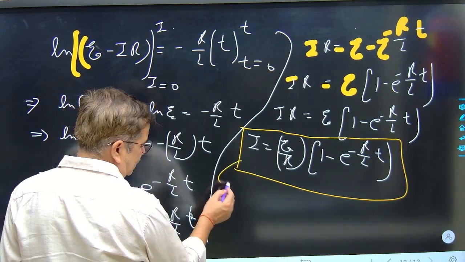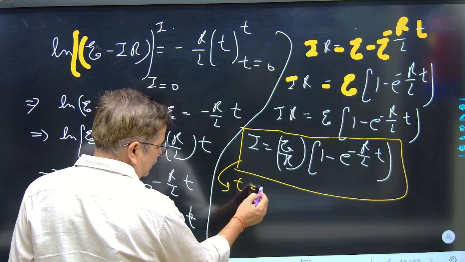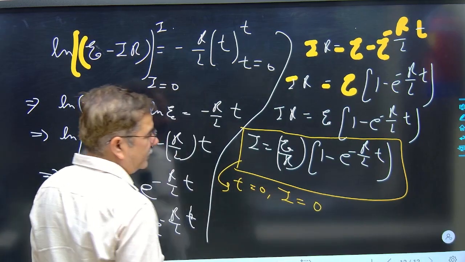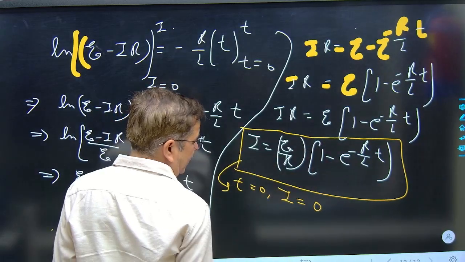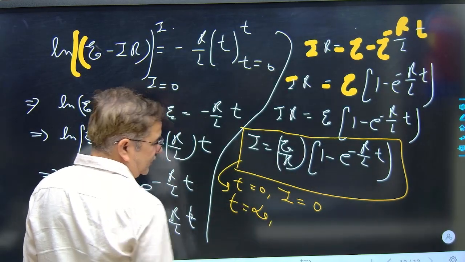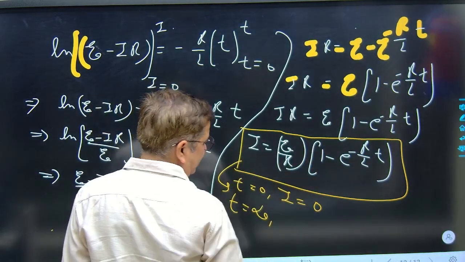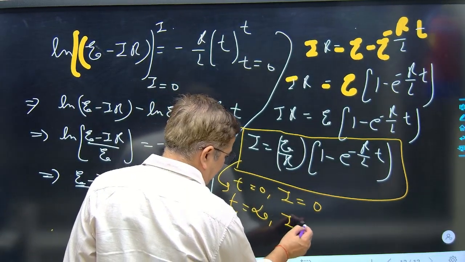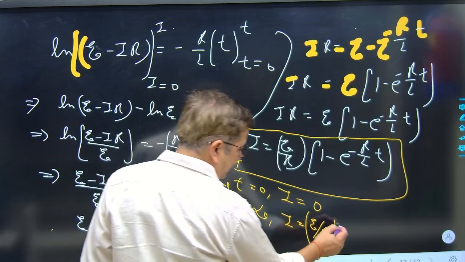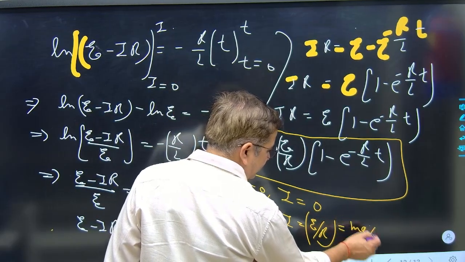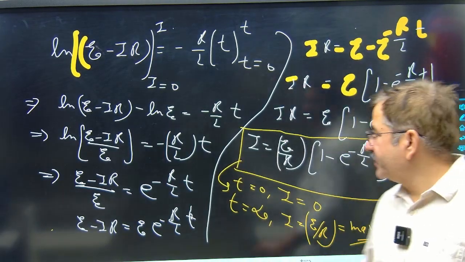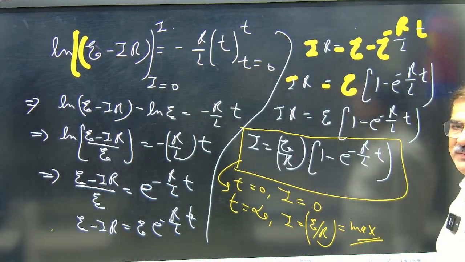Now for this condition, if I say for t equal to 0, you will find that the current in the circuit is 0 because e to the power 0 is 1. And for t equal to infinity, that is called steady state, e to the power minus infinity is 0, the current is E by R, and that is the maximum current flow in the circuit. So this current is varying from 0 to E by R and is following the exponential function.